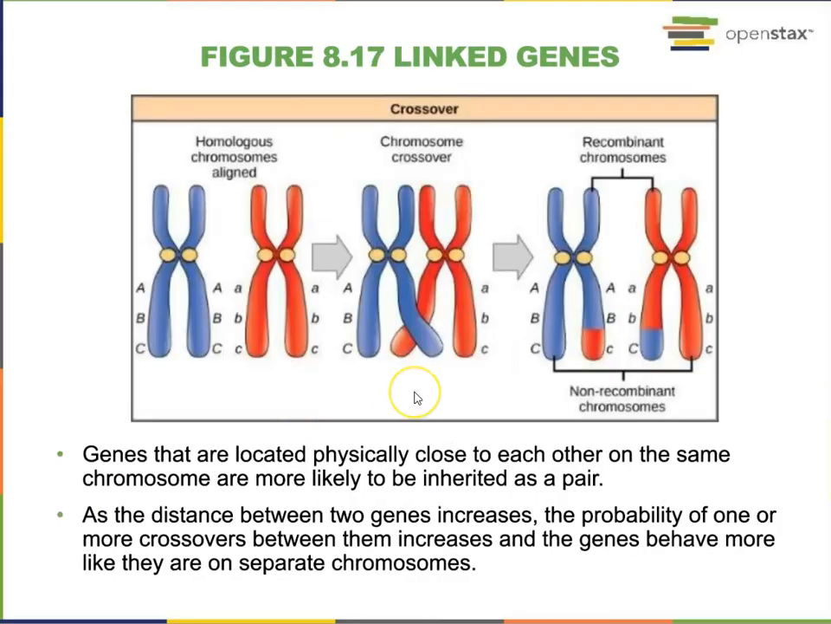The next type of non-Mendelian genetic situation is linked genes. Many alleles are located on the same chromosome. While the homologous pairs are being separated, genes on the same chromosome will be linked together to be passed into the daughter cell. As the distance between 2 genes increases, the probability of 1 or more crossovers between the homologous pairs can increase, and the genes behave more like they are on separate chromosomes. So crossing over will create genetic variation.